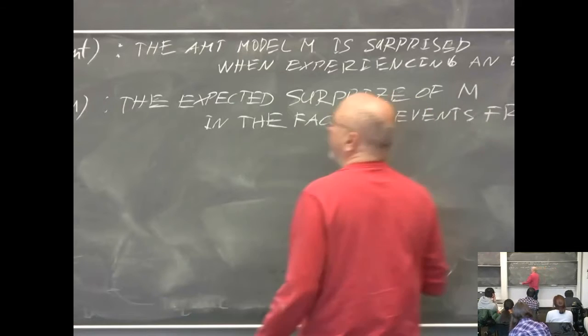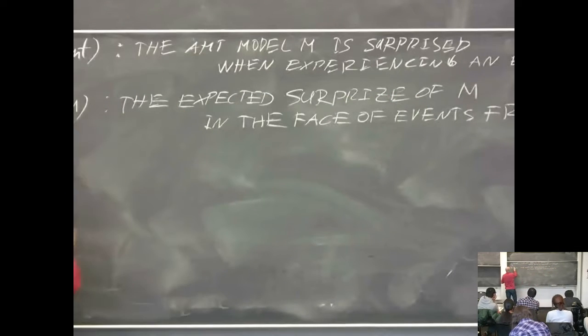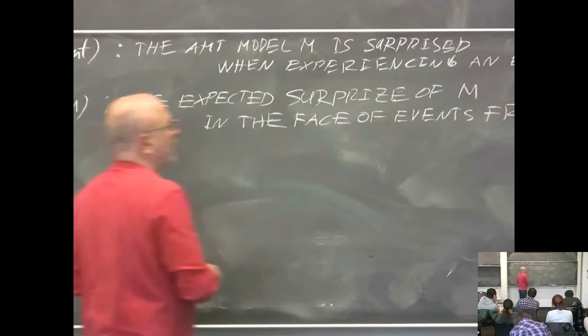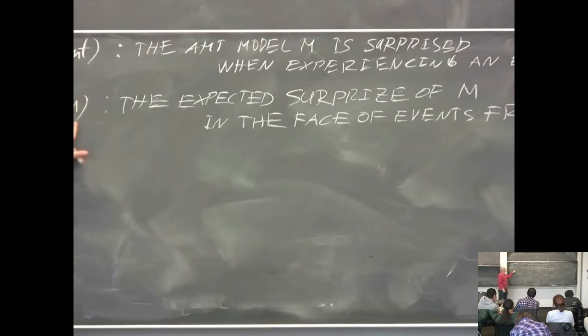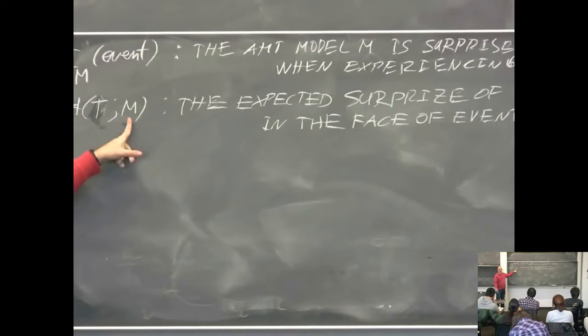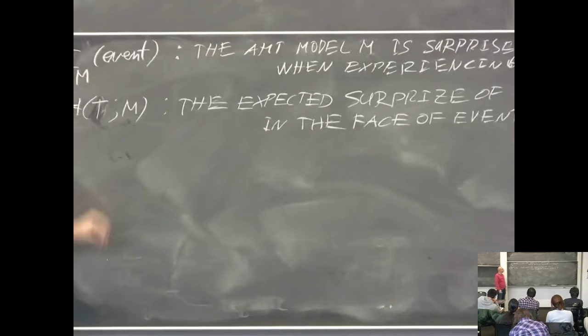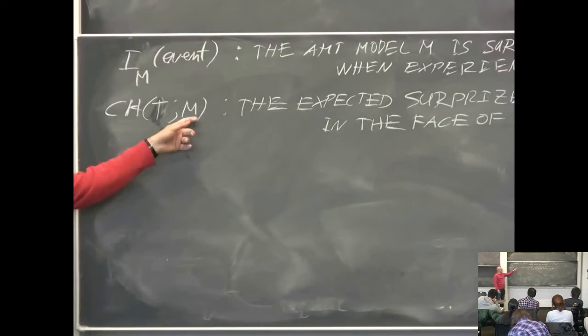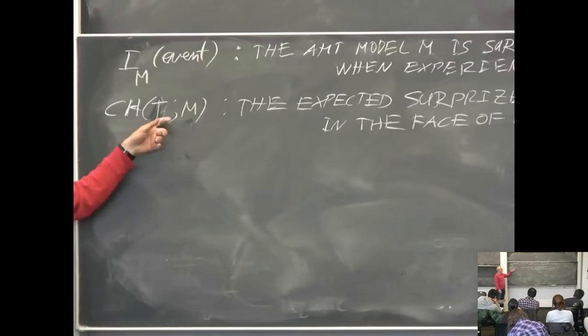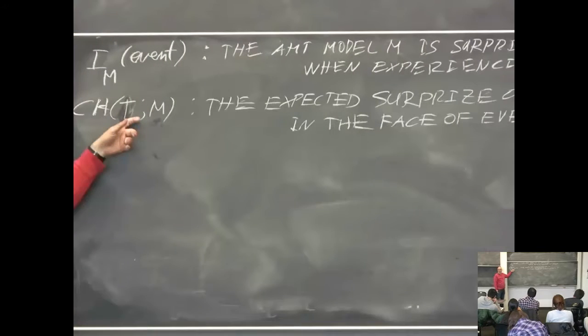Before we get too far, let me call this T for true. Events from T. So this is defined with regard to any two distributions, but I'd like you to think about it as this is the true distribution of the world, and this is the model or the approximation of the world. So this is the expected surprise of your approximation in the face of events that come from some true distribution.